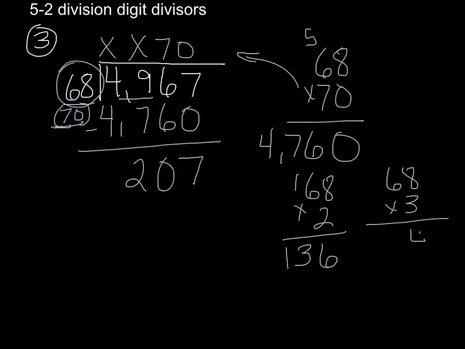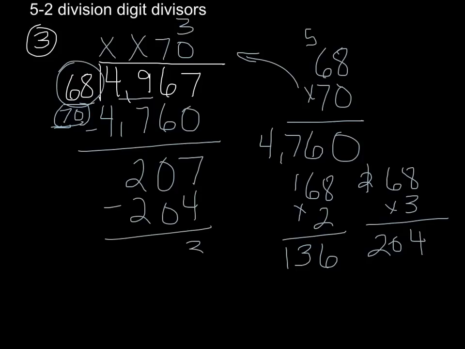8 times 3 is 24. Carry the 2. 6 times 3 is 18, plus 2 is 20. 204. Yeah, it is going to be 3 groups of 68 for 204. And that leaves me with 3, which obviously there's nothing else to divide there.